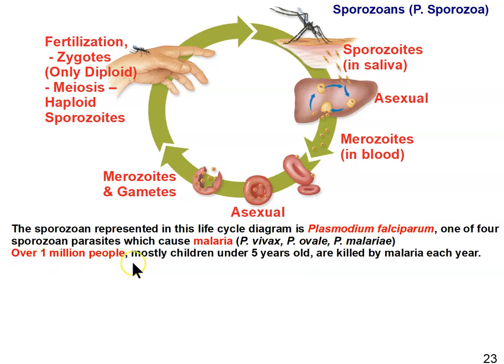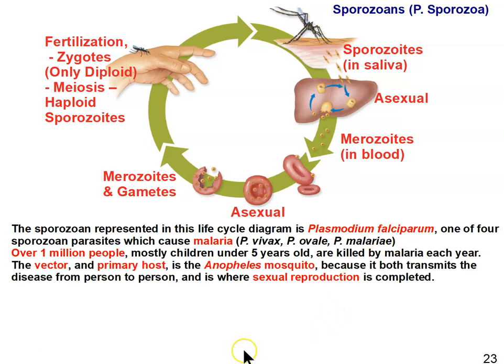Over 1 million people every year are infected, mostly children under 5 years old. As you can see here in the diagram, it is passed on by the vector, the Anopheles mosquito. So the vector and primary host is the Anopheles mosquito. Remember, primary host or definitive host means that that's where Plasmodium sexually reproduces, within the Anopheles mosquito.